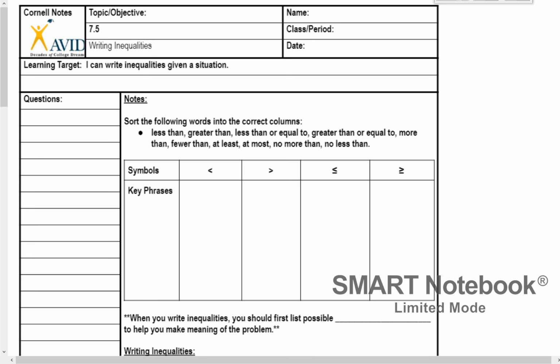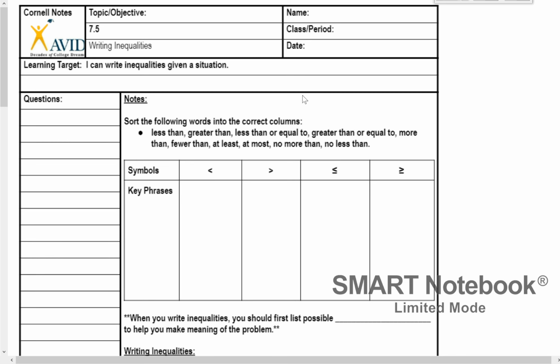Today we're going to learn how to write inequalities given a situation or a word sentence. The very first thing we're going to do is talk about these symbols and what words mean those symbols, just like what we did with addition, subtraction, multiplication, and division when we wrote equations.